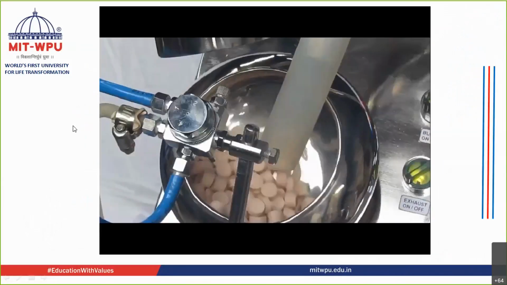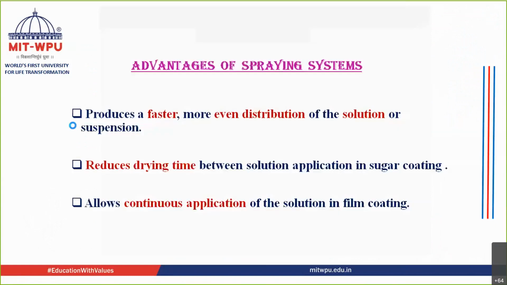Now let us move ahead with the advantage of the spraying system. As I told you, the spraying of the coating material is done with the help of the gun. What are the advantages of the spray system? There are two ways by which you can apply the coating solution. One is known as the layering method, and the second is known as the spraying method.